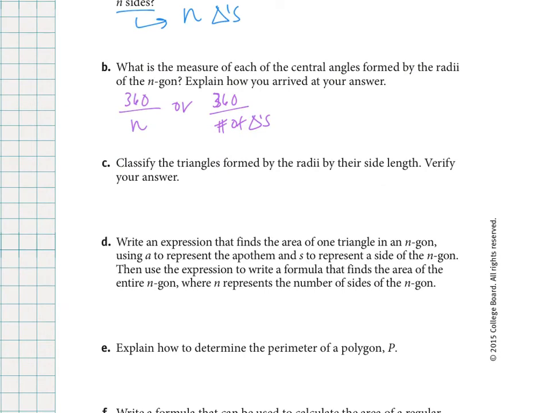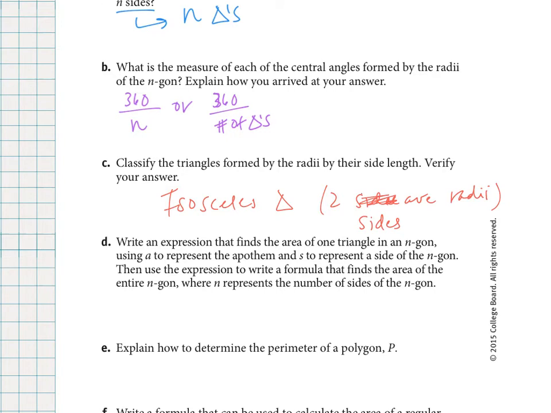Again, let's classify our triangle. If we look up above, we can see that all radii are going to be the same. So we know 2 sides of the 3 sides of the triangle are going to be congruent to each other. So this is an isosceles triangle since 2 sides of the triangle are radii.